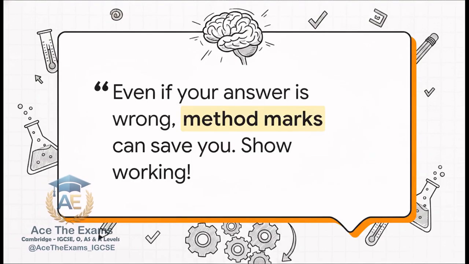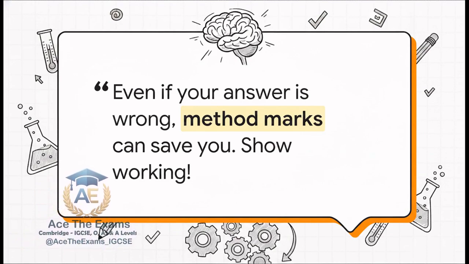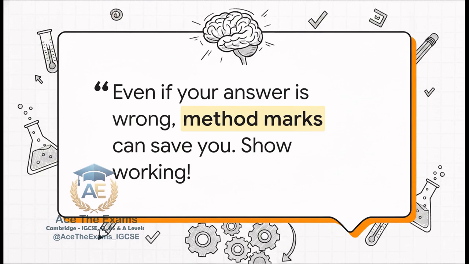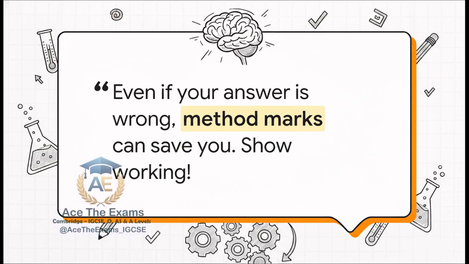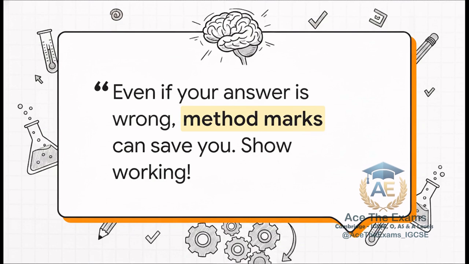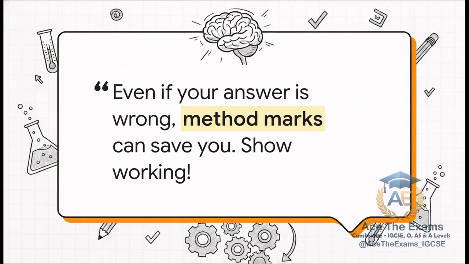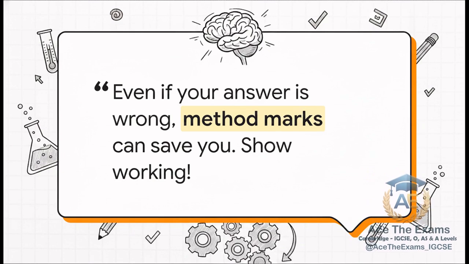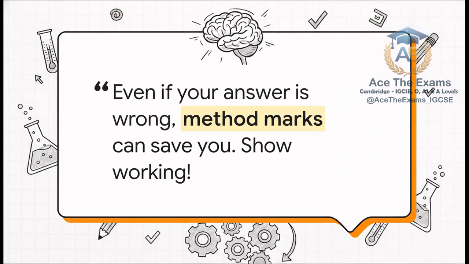Which brings us to a massive examiner alert. Please, whatever you do, burn this quote into your memory. Even if your final answer is completely wrong, method marks can save you. Always, always show your working. When you're calculating rates of reaction or figuring out percentage changes in enzyme activity based on temperature, you absolutely must write down your steps. The method mark strategy is very, very real. Examiners are explicitly instructed to award points for your process. Even if you make a silly calculator error at the very last second, do not leave those marks on the table.